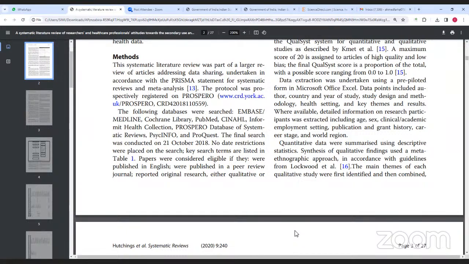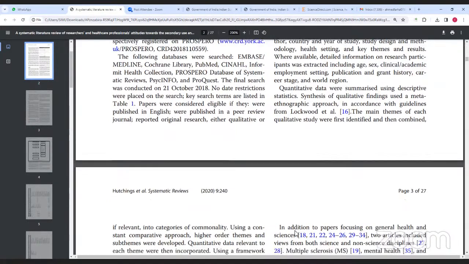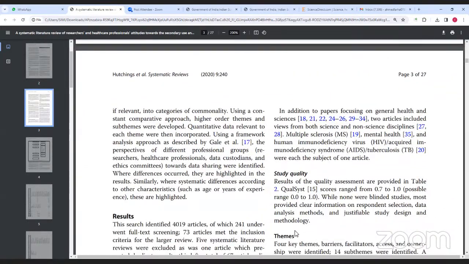Quantitative data was summarized using descriptive statistics. Synthesis of qualitative findings used a meta-ethnographic approach in accordance with guidelines from Lockwood et al. The main themes of each qualitative study were first identified and then combined, if relevant, into categories of commonality. Using a constant comparative approach, higher order themes and subthemes were developed. Quantitative data relevant to each theme were then incorporated.